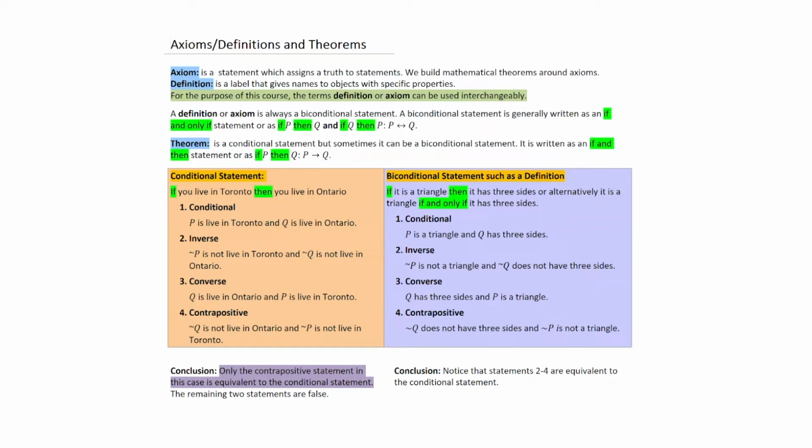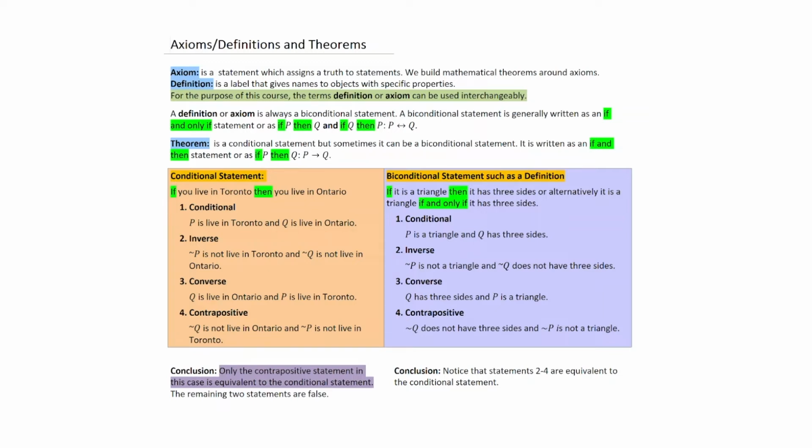So let's take 2 simple examples to show the differences between a conditional statement and a biconditional statement, such as a definition or an axiom. A conditional statement basically could be something of the following form. If you live in Toronto, then you live in Ontario. Okay, that statement is true. I've basically color-coded the ifs and thens throughout so that you can see there's something sandwiched between if and then, and that's something that basically comes after then.